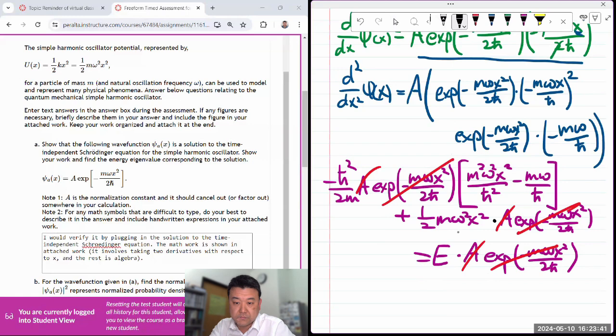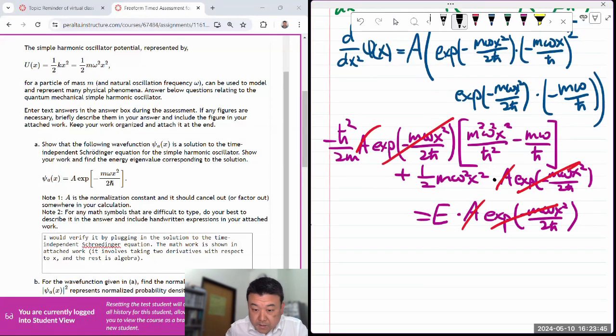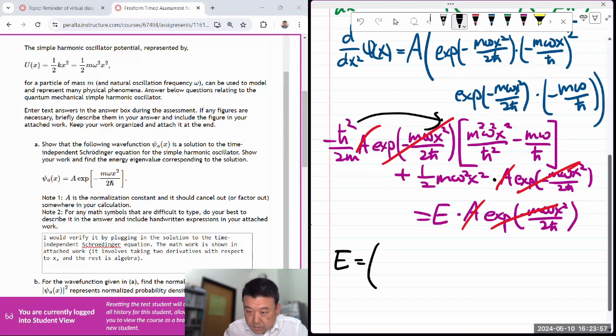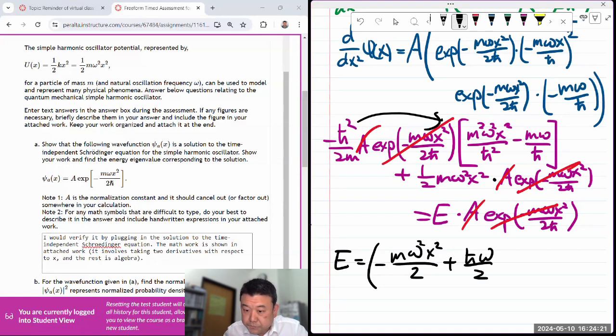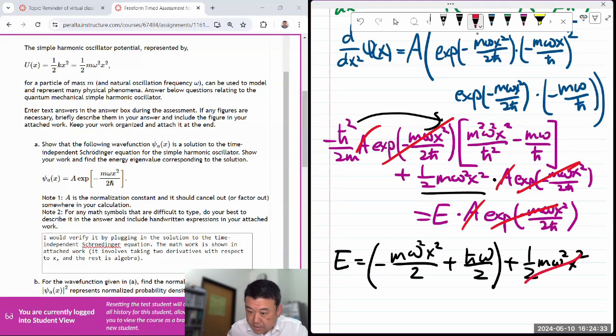So according to this, our energy level should be equal to, let's just write it all out. I'm going to distribute h bar squared over 2m there. So the first term becomes minus m omega squared x squared over 2 h bar squared, m having been cancelled out, and then plus I get h bar, the m's cancel out, omega over 2, plus we have 1/2 m omega squared x squared from here. So this actually cancels out with that, and we get a constant value of h bar omega over 2.